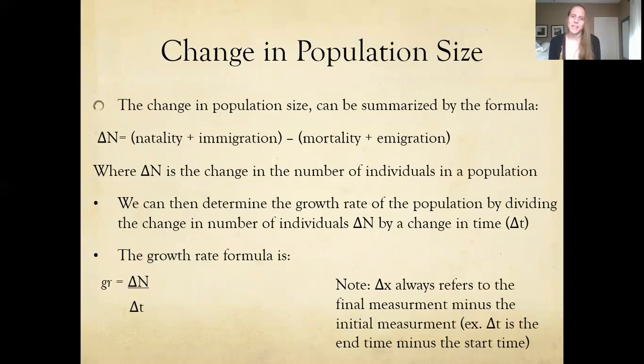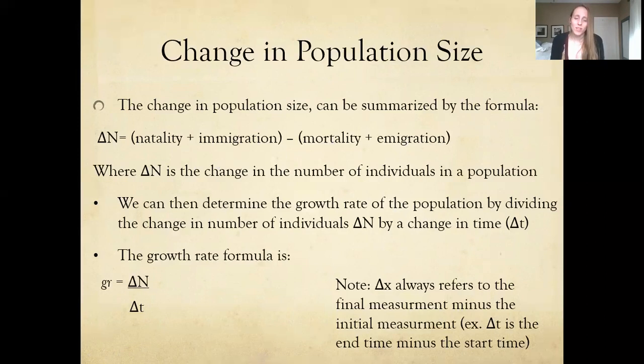So we can calculate the change in a population size by taking the factors that increase the population, so birth and people coming in, and subtract the things that decrease population size, like death and people leaving. Delta N refers to the change in the number of individuals. Remember, N is the number of individuals, and any time you see that delta sign, that is just a change in.